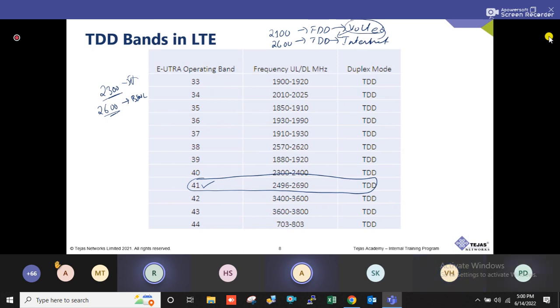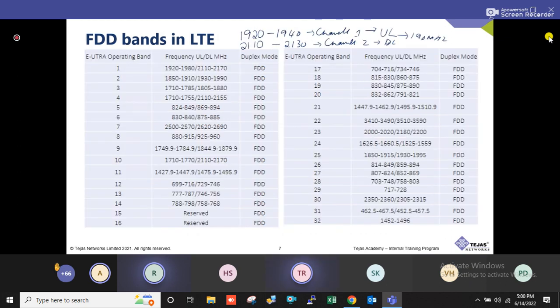Is it clear? Yes, yes. Okay, any other doubts? Can you come back to the FDD table? In bands number 29 and 32, there is a single set of frequency. How will the uplink and downlink happen?